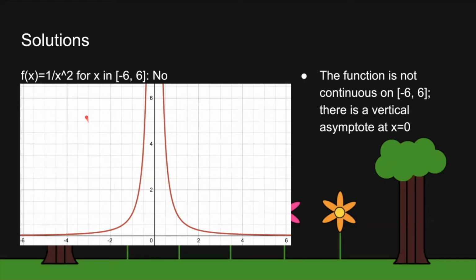For f of x equals 1 over x squared for x in [-6, 6], that does not satisfy the conditions because the function is not continuous on the interval. There is a vertical asymptote at x equals 0. So this function is not defined at x equals 0.